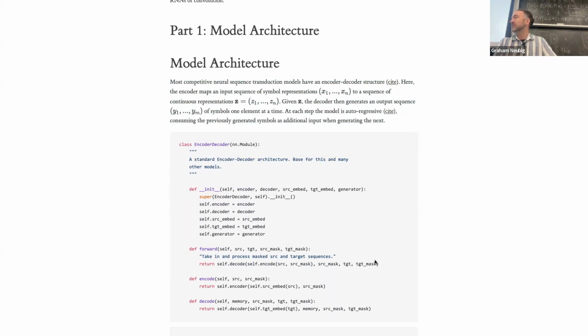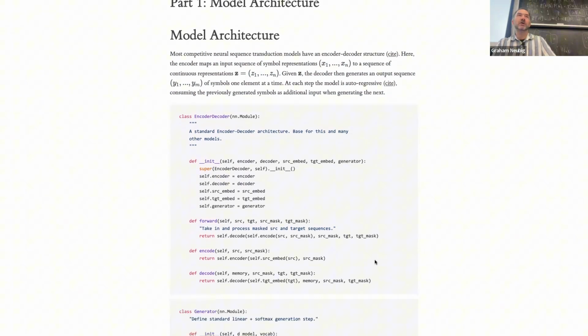This is included in the references. I'd highly encourage people to take a look at this if you want to read more.